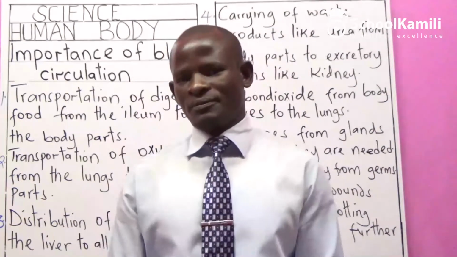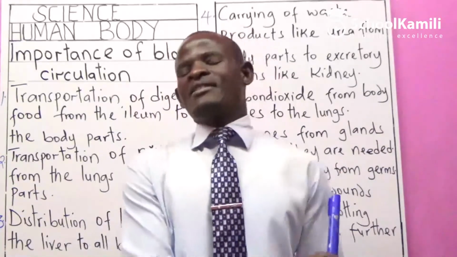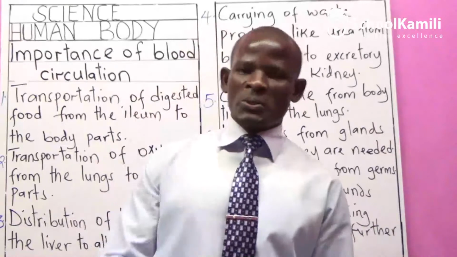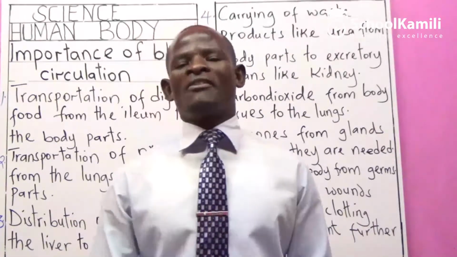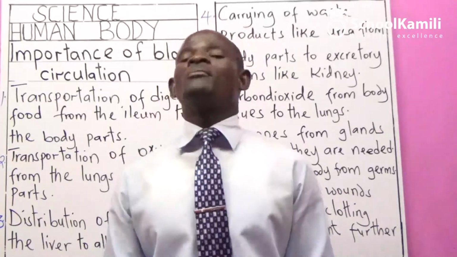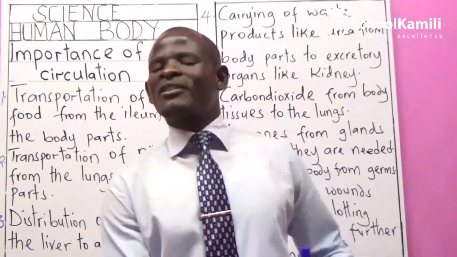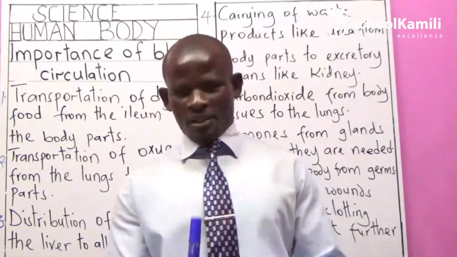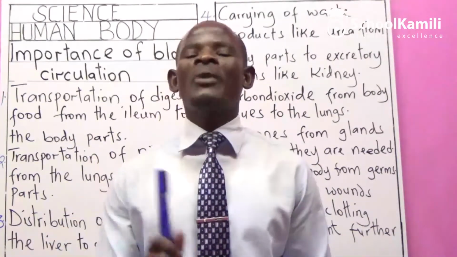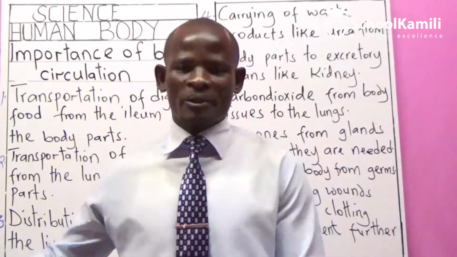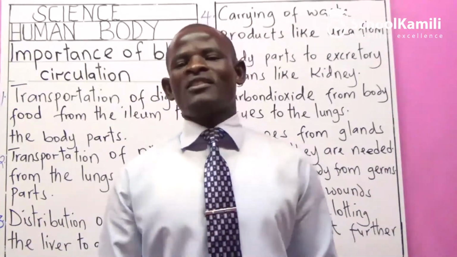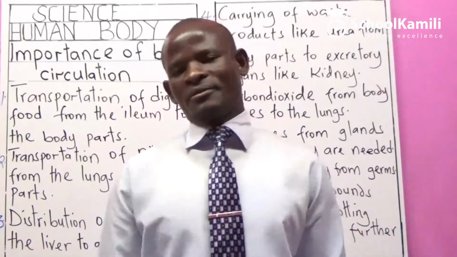Point number two. When oxygen is transported to all body parts, it is going to be used in the process called respiration. Thereafter, carbon dioxide is going to be the result. It means when oxygen is used in the process called respiration, the end result is a waste. And this waste is called carbon dioxide. Now, carbon dioxide is going to take us to the process called excretion.